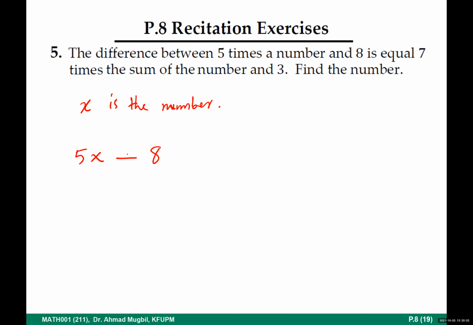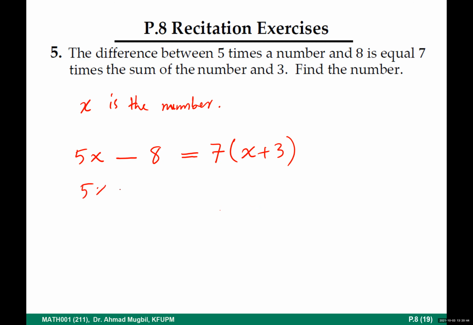I have noticed that some of you write plus. I don't know why. So it is the difference between 5 times the number and 8 is equal to 7 times, times what? The sum of the number and the 3. I have noticed that some of you write it like 7x plus 3. This is not true. Here you are multiplying 7 by the sum of the number and 3, not the sum of 7 times the number and 3. So be careful.